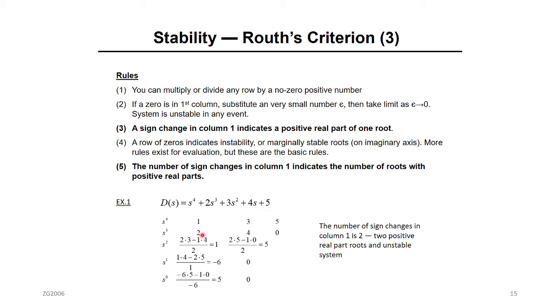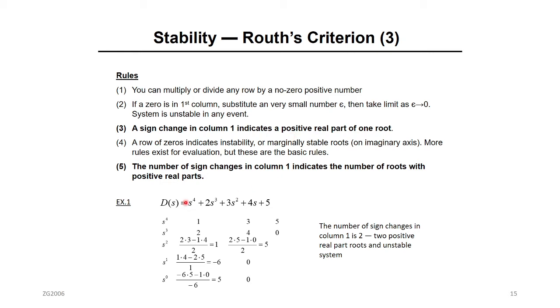Okay, now let's assume you build a row. This rule says if you have any sign change in this column, the first calculated column, that means you will have instability in the system. You will have at least one positive real part root. If you have one positive real part root, then the whole system will become unstable.